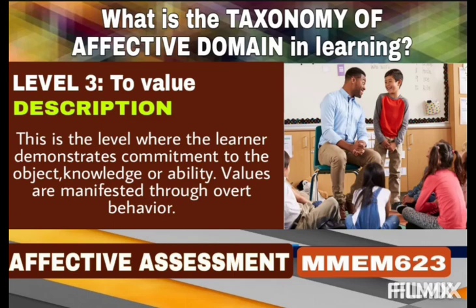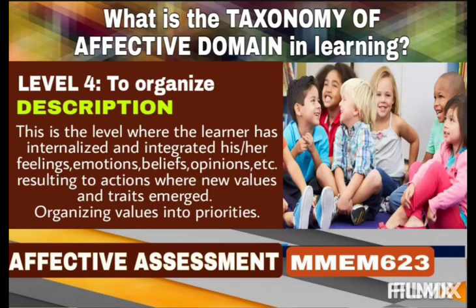Level 3. To value. This is the level where the learner demonstrates commitment to the object, knowledge, or activity. Values are manifested through overt behavior, attaching value or worth to a phenomenon or object. Example: picking up litters outside the classroom without teacher's presence are valuing behaviors because it shows some form of commitment. Level 4. To organize.